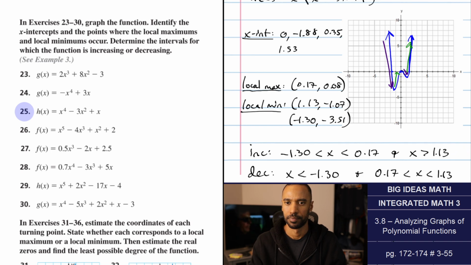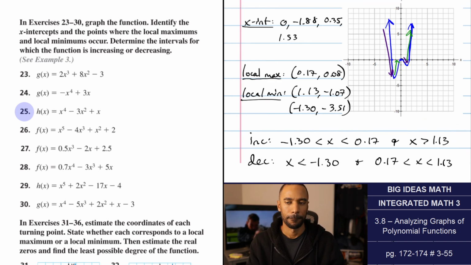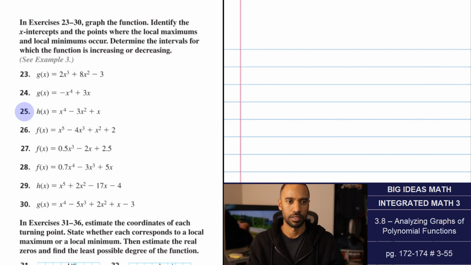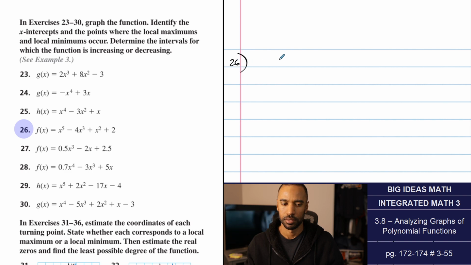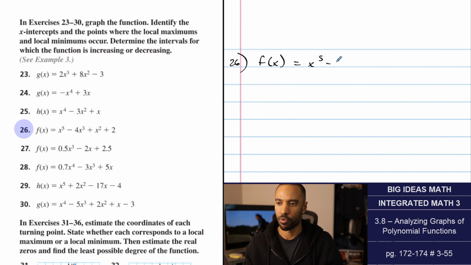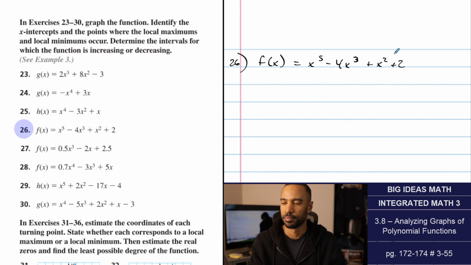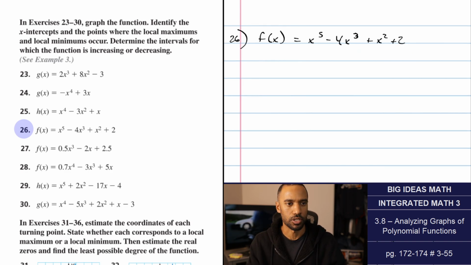Okay. All right. Number 26. F of x equals x to the fifth minus 4x cubed plus x squared plus 2. I don't see anything of factoring note. So let's go straight to it. So x to the fifth.